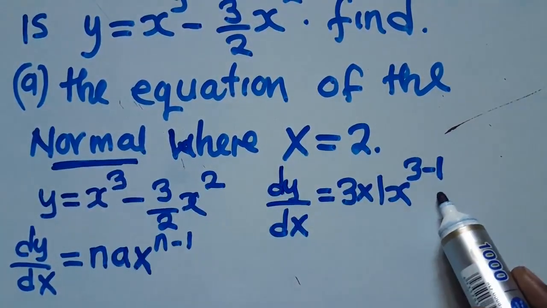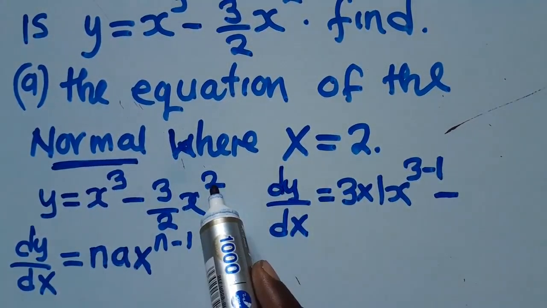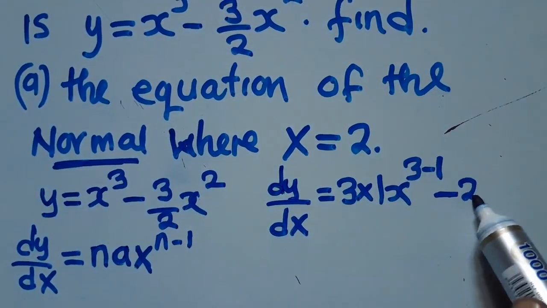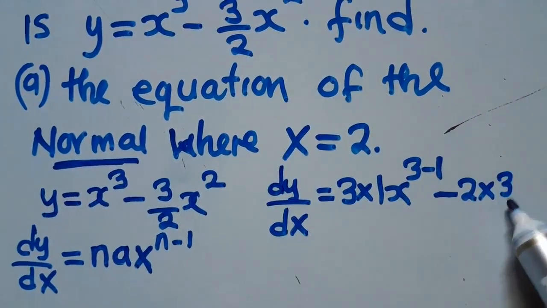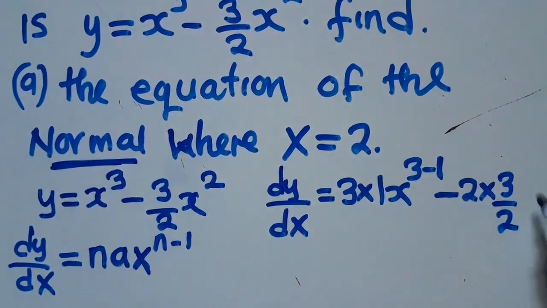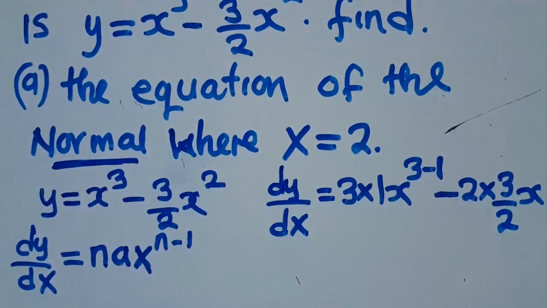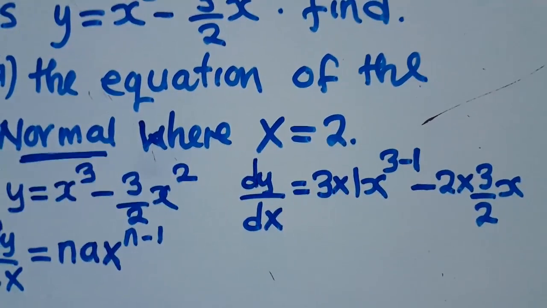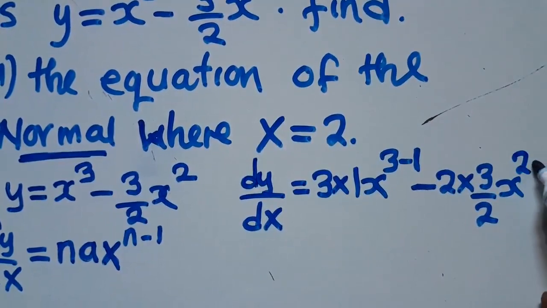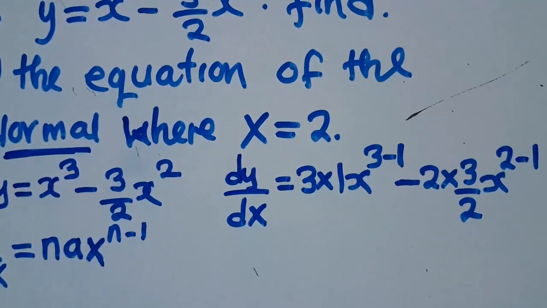You say minus the power 2. 2 times what? 2 times 3 over 2. Then we've got x, which is raised to the power what? X is raised to the power 2. So you say 2, then you remove a 1 like that. That's what you'll be doing.